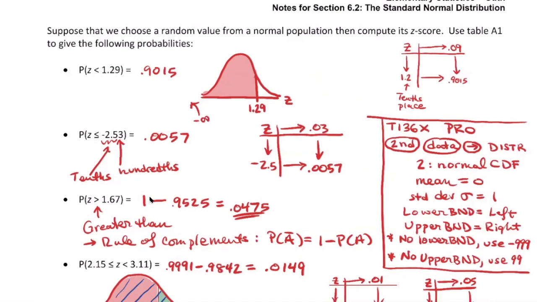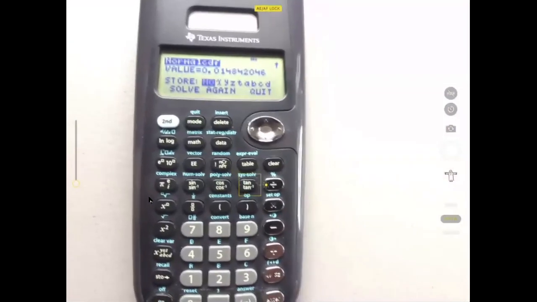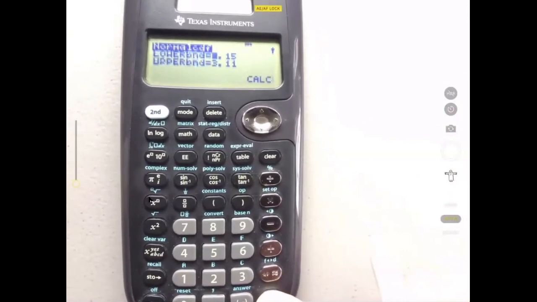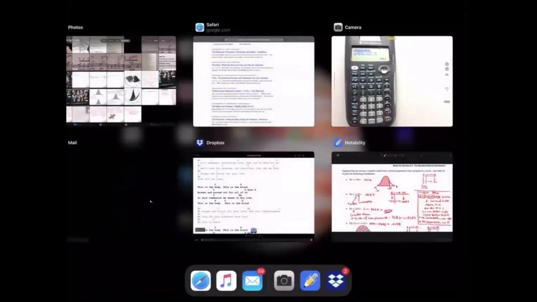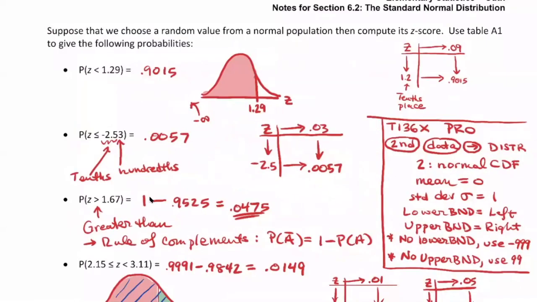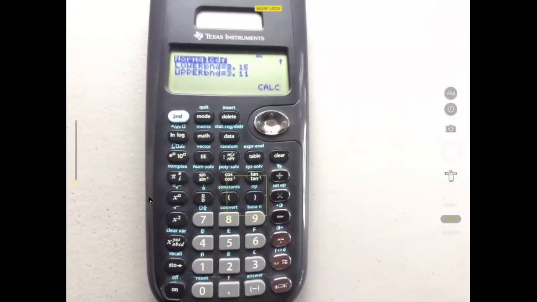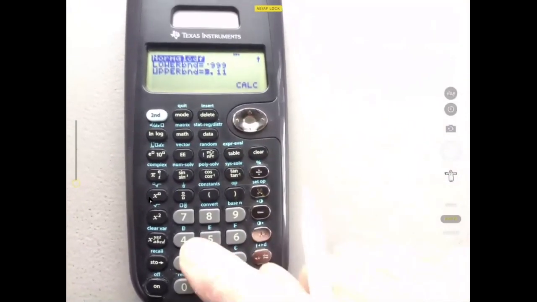Okay, so back to the calculator. The lower bound will be negative infinity on this one. So let's see, focus, find it and focus. Okay, this is the last problem that's still on here. So I can go into solve again, and it'll ask me for the mean and standard deviation. Those cannot change. Oh, dang it, I forget what it is. 1.29, got it. Gotta refocus. 1.29. There was no lower bound, so we just used negative 999. Upper bound was 1.29.